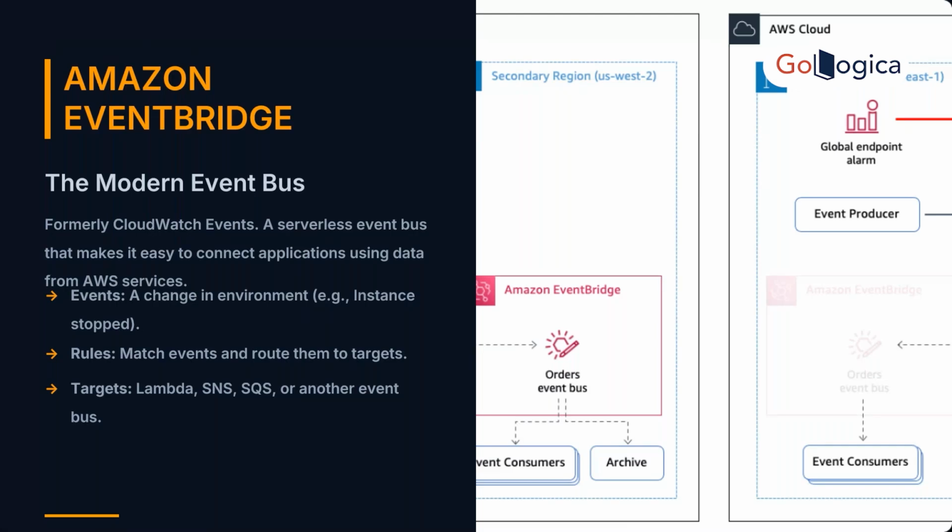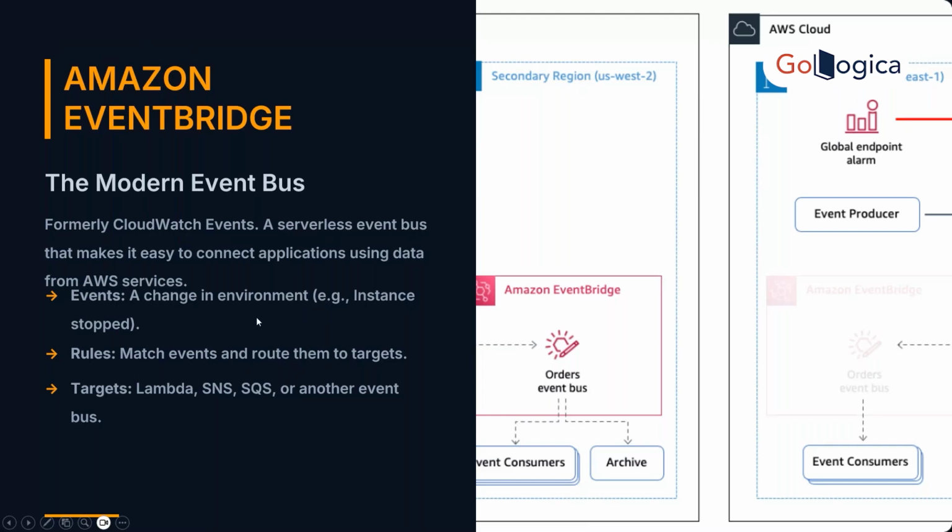Now EventBridge, the event bus, can monitor for such events. It can monitor the entire environment for such events, whatever changes are happening in the environment, note them down, or monitor and then send notifications based on your conditions. Now, rules match events and route them to targets.